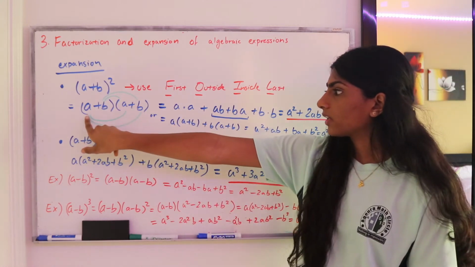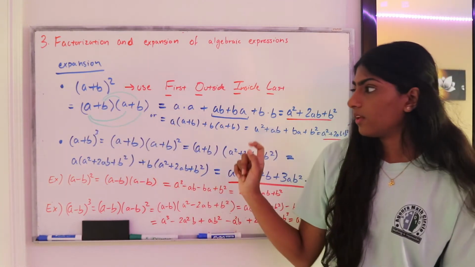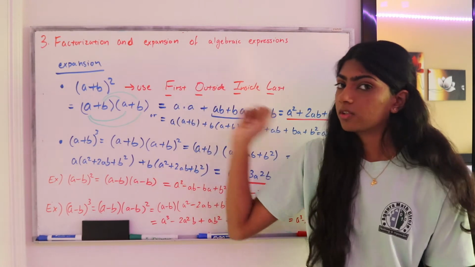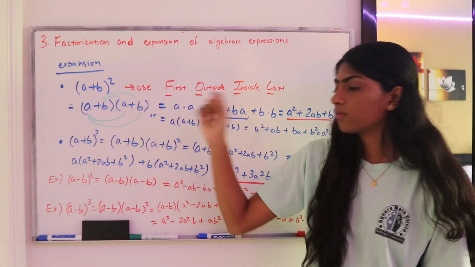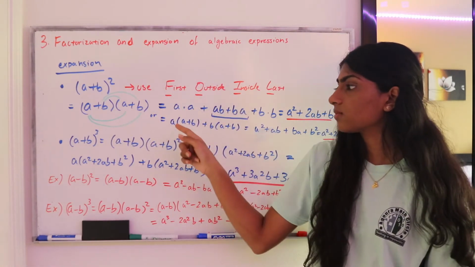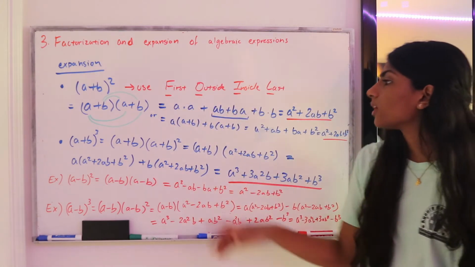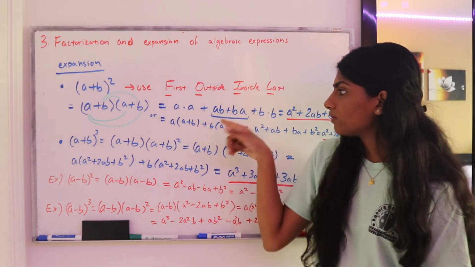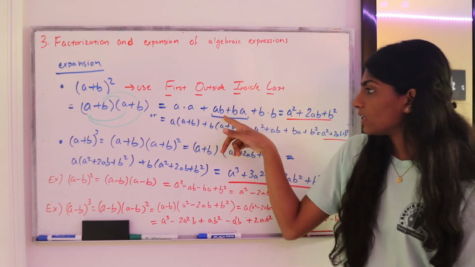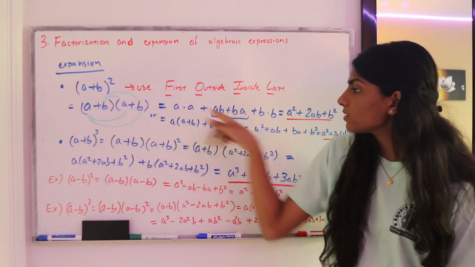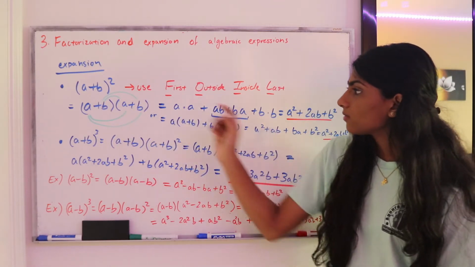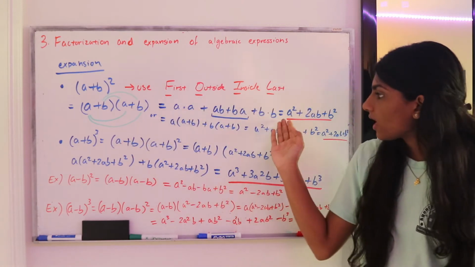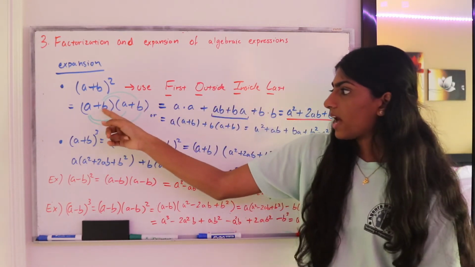So what we do is we look at the first terms and multiply those. Then we look at the outside terms and multiply those. We look at the inside terms, multiply those. And then we look at the last terms, hence FOIL. So a times a, just the first terms, plus a times b, which is the outside terms. Then plus b times a, which is the inside terms. And then we have b times b, which is the last terms.